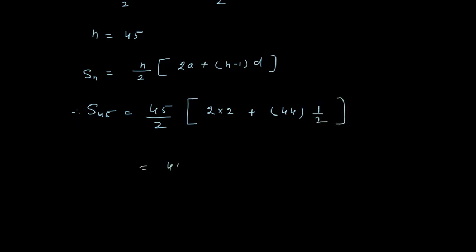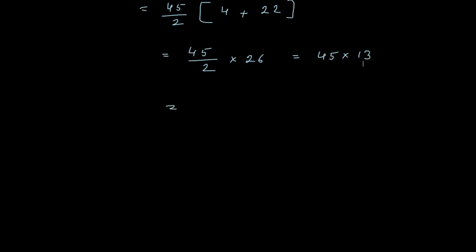So this is 45 divided by 2 into 2 is 4 plus here it is 22. 22 plus 4 is 26. So 45 divided by 2 into 26 is equal to 45 into 13.